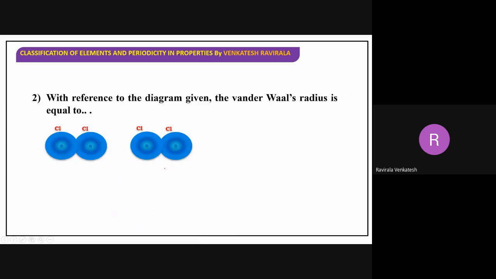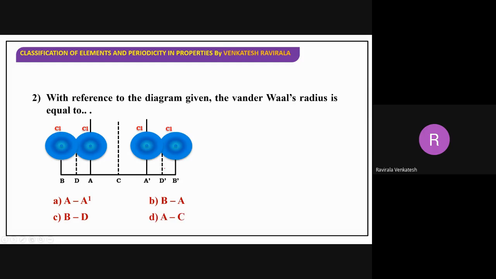With reference to the diagram given, the Van der Waals radius is equal to something. What are they asking here, what is the Van der Waals radius equal to? Based on this diagram, you have to say. Option A, sir. See, actually, the Van der Waals distance you have to take is from A to A dash, isn't it? Now we have to take half of the distance.